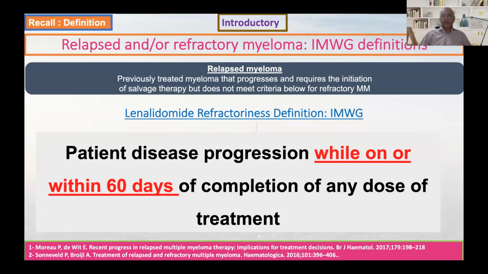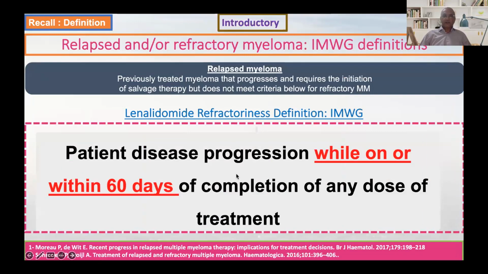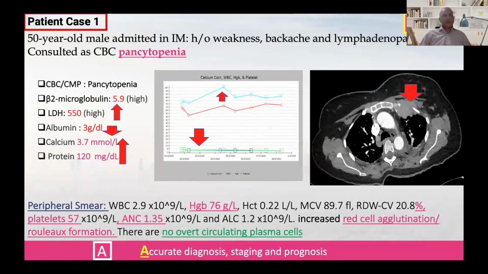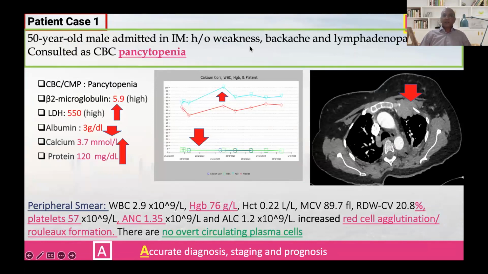And just to highlight a simple definition, what is the definition of refractory? It means the patient's disease progresses while on or within 60 days of completion of the therapy, we name that as refractory disease.